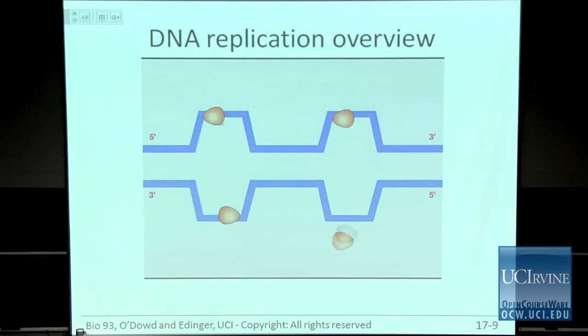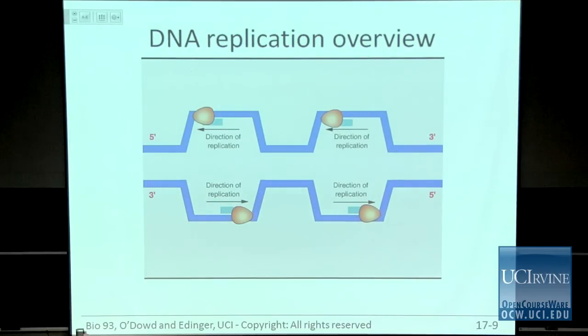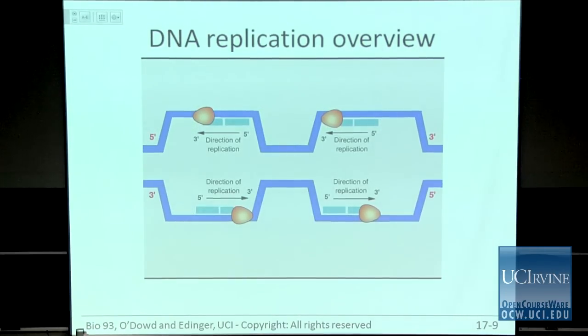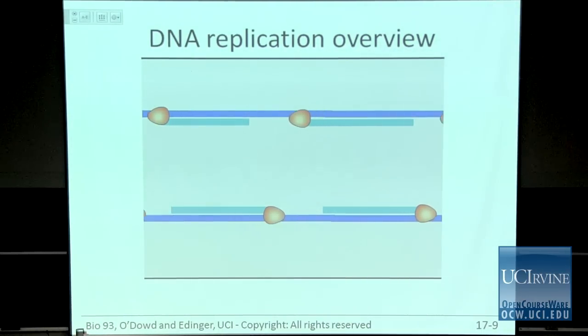Enzymes called DNA polymerases move along the template DNA strands and catalyze the elongation of new strands. Because DNA polymerases can only assemble new DNA in the 5' to 3' direction, only half of the new DNA can be synthesized in one continuous piece. The other half is synthesized in short pieces. As the replication bubbles grow, one daughter strand is synthesized continuously, while the other daughter strand is synthesized in pieces. The pieces are joined together by the enzyme DNA ligase. Eventually, all the replication bubbles merge, yielding two identical DNA molecules.